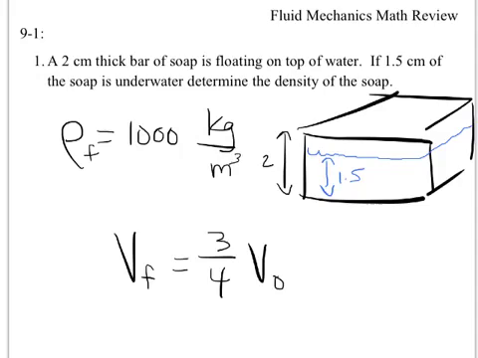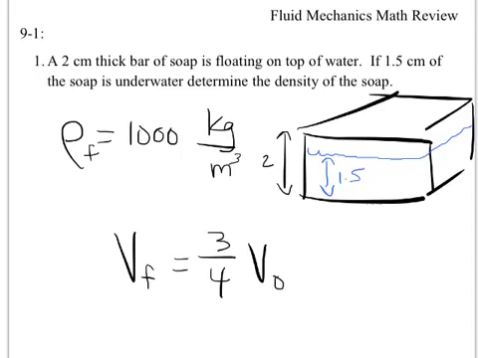Okay? So we don't have any numbers for the volume, but we do know that the amount of water that has been pushed aside is from this bottom piece of the soap, which is 1.5 out of 2, which is the whole piece of soap. So the volume of the fluid displaced is 3/4 of the actual number itself.